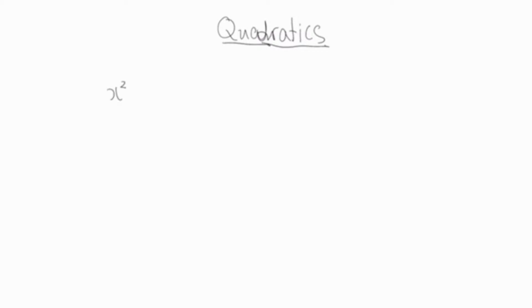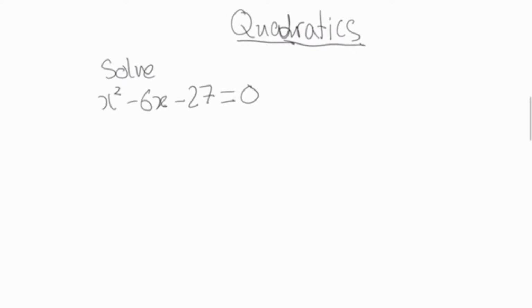So let's say we were told to solve this thing here, x squared minus 6x minus 27, and that is equal to 0. So what we do in this case is we look at this third number, which is minus 27. So we write down this here, and what we want to do is find factors of 27 that add to give this, and obviously multiply to give minus 27. So let's write some factors of negative 27 and see which one works.